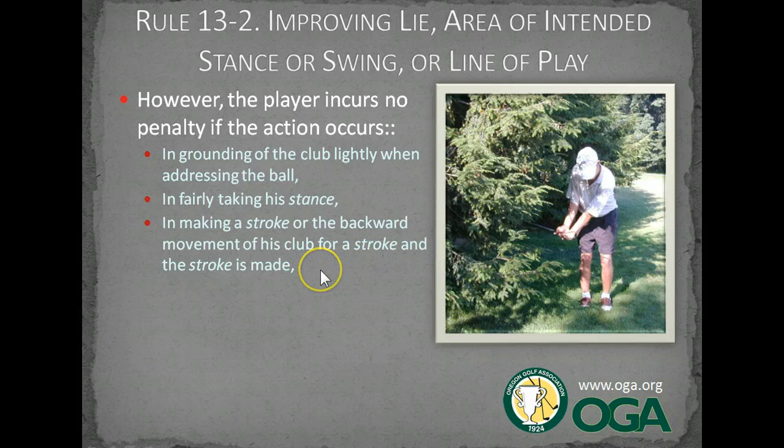This is important to remember, because if you are starting the backward movement of your club, you're in your backswing, and let's say there's a pine cone that affects the area of your swing, and knocking that pine cone off will actually improve the area of your swing. You can't just knock that pine cone off in a practice swing. You can't reach over and pull it off the tree just by doing it with your hand. But if you do it while making the backward movement of your club for a stroke and you complete the stroke, there is no penalty. Okay? That's an important one to remember.